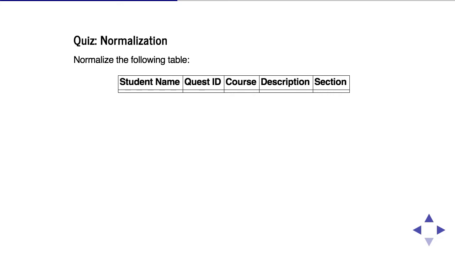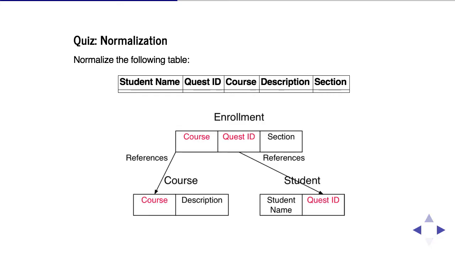Okay, we're going on to the next one. Here we have enrollment for course ID, course quest ID, and a section that tells you what kind of enrollment somebody has. Of course, there's a course, and there are many sections to a course. That's the relationship there, and for each enrollment, there are many students.